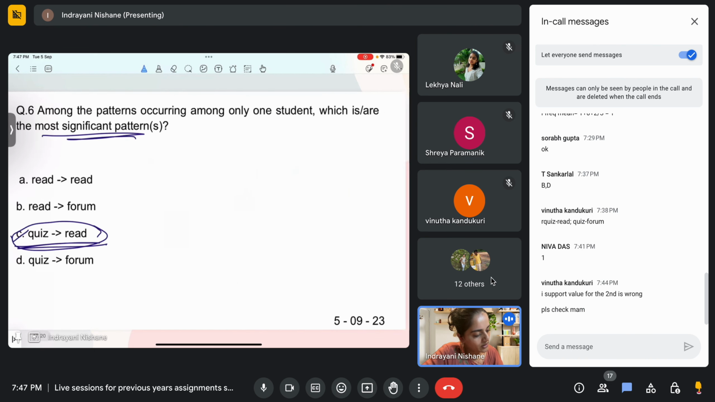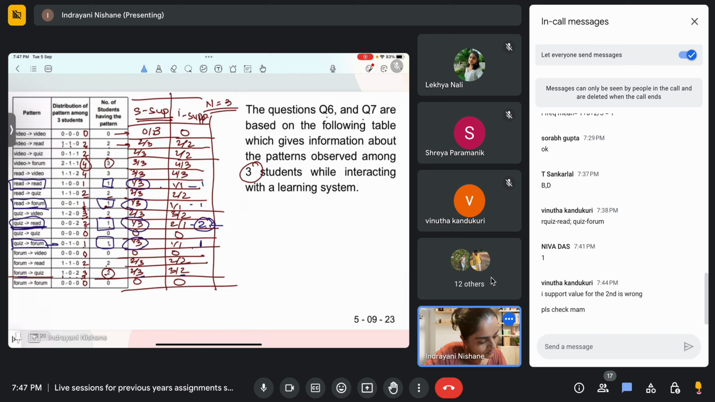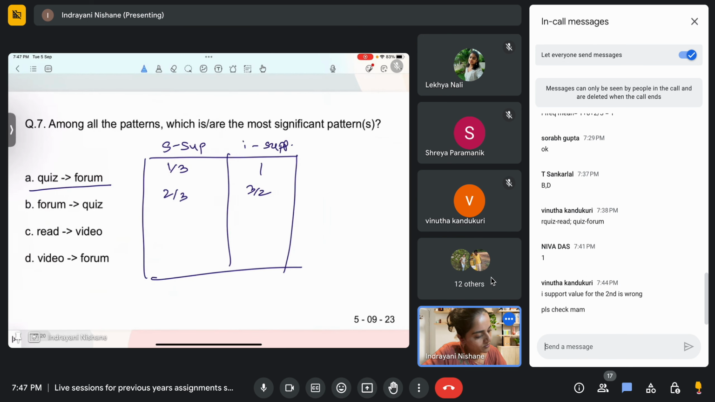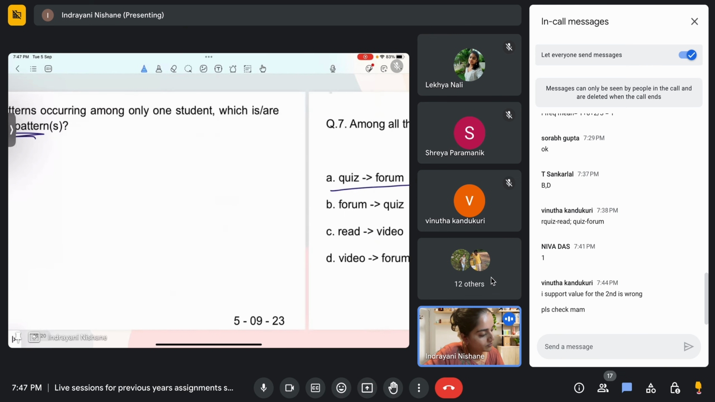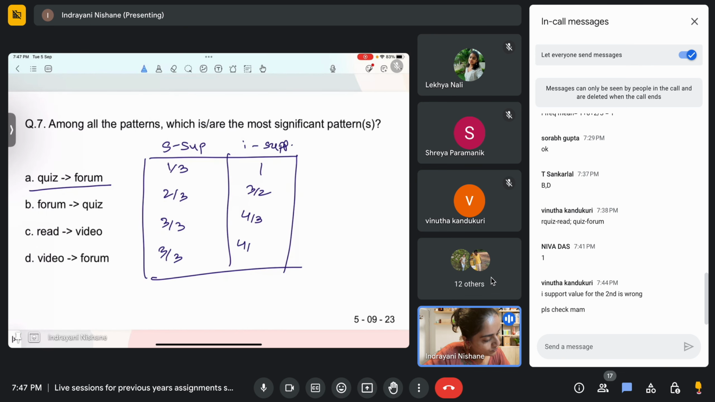Read to video: 3 by 3 and 4 by 3. Video to forum: 3 by 3 and 4 by 3. Yeah, correct. So it is 0.33. It is 0.67, 1, 1, and 3 by 2 is 1.5. 4 by 3 is 1.33.